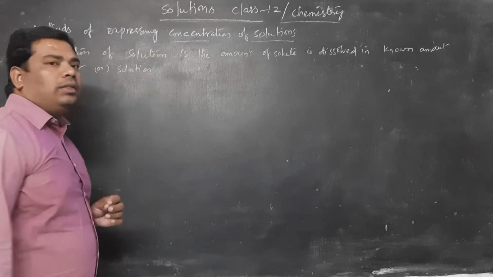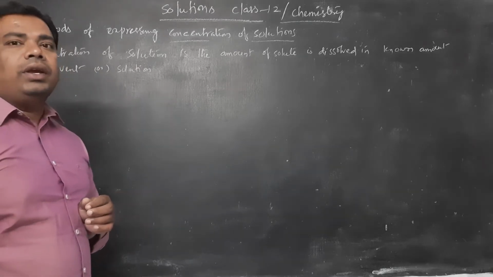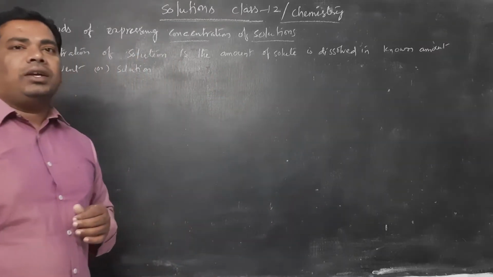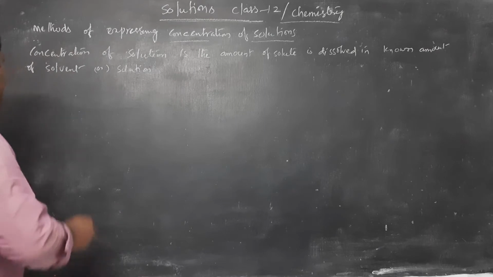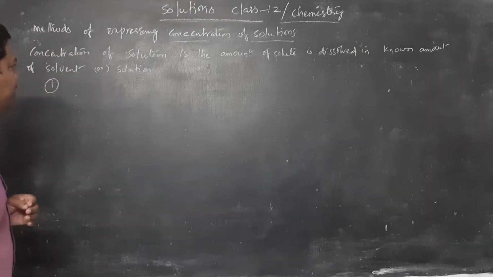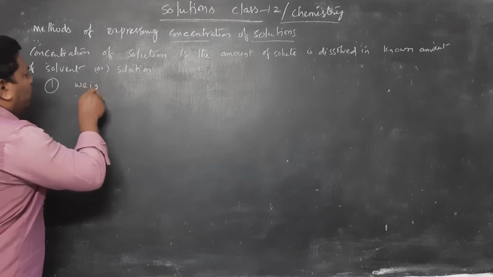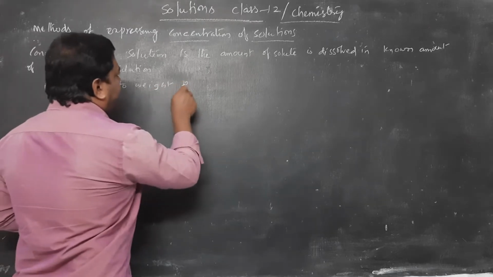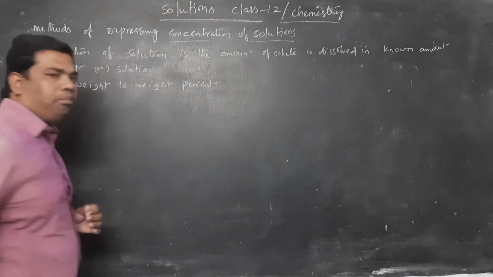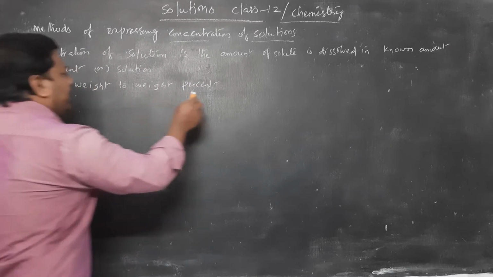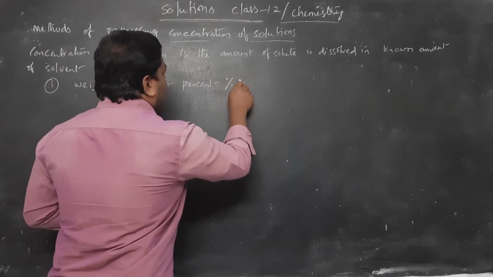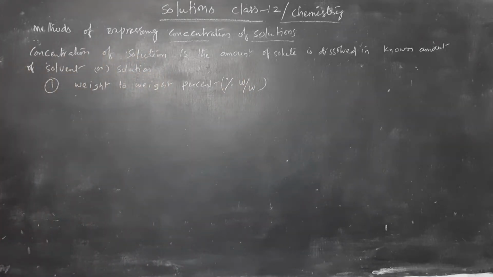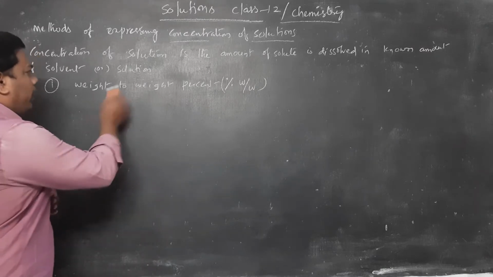Generally, the concentration of a solution we can express in various ways. The first one is weight to weight percentage. We can give it as a percentage of W by W, weight by weight. So what is weight to weight percentage?